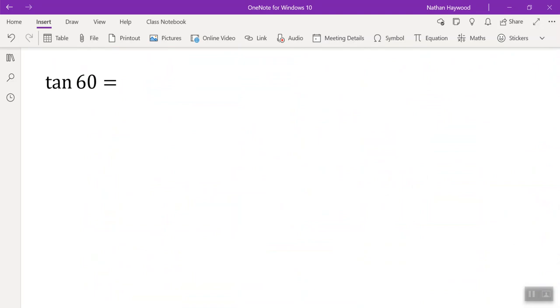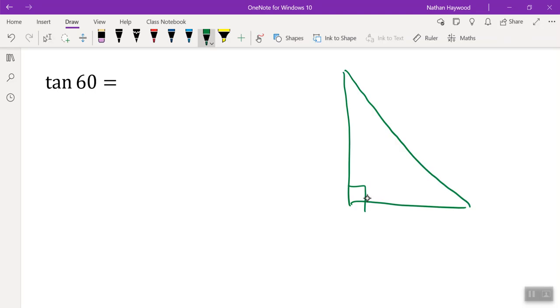So the first step is to draw the standard or special triangle for that angle. This is what they look like. This is the first one. It's a right angle triangle. It has one angle that's 30 degrees and one angle that's 60 degrees.